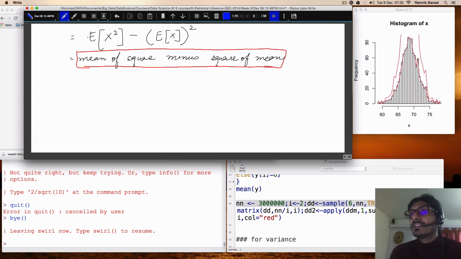We get, so basically variance is nothing but expected value of x square minus expected value of x the whole square. So it is mean of square minus square of mean. So is this clear? Mathematically, this concept is clear. What is variance? Expected value of x square minus square of expected value.